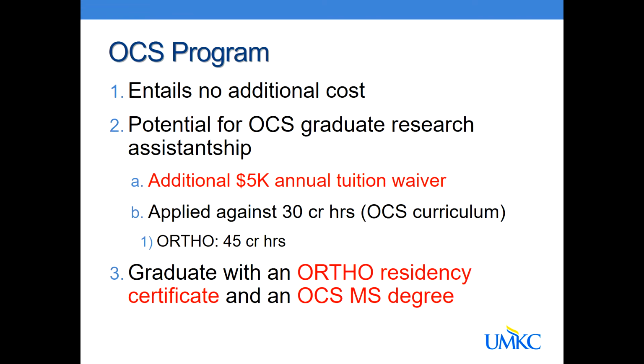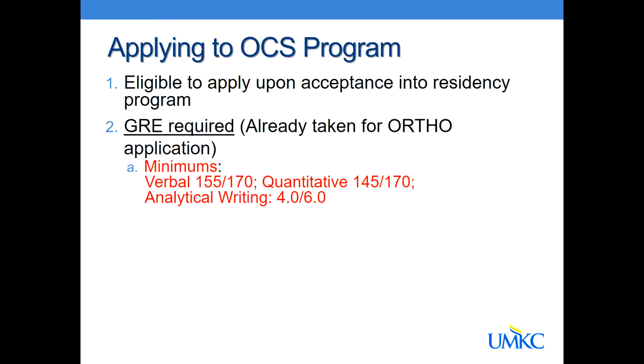There's no extra cost for you to participate in the OCS program. In fact, there's a potential for you to get a graduate research assistantship, which means an additional $5,000 annual tuition waiver, so another plus for you. That $5K is applied against 30 credit hours, which is what it takes to get an OCS master's degree, whereas for ortho that's actually 45 credit hours. But the goal is graduating with two pieces of paper, one a certificate in ortho and the other a master's degree in OCS.